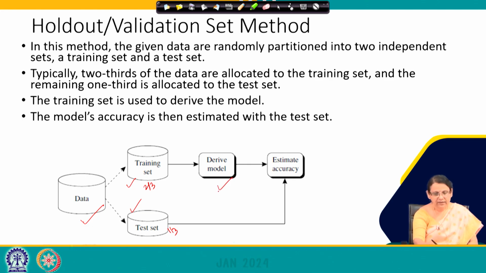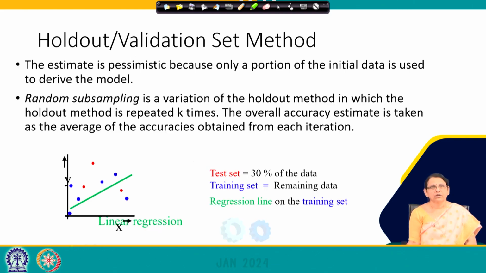This is used to derive a model and the model's accuracy is assessed with respect to the test set. Here the estimate is pessimistic because only a portion of the initial data is used to derive the model.